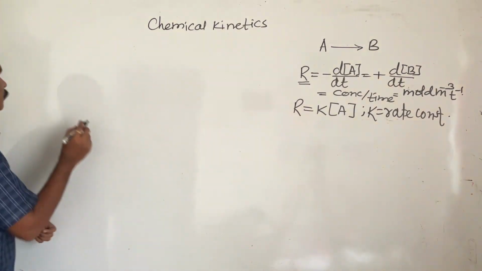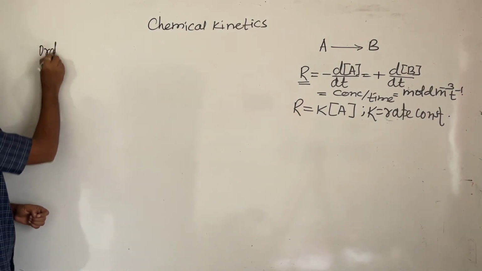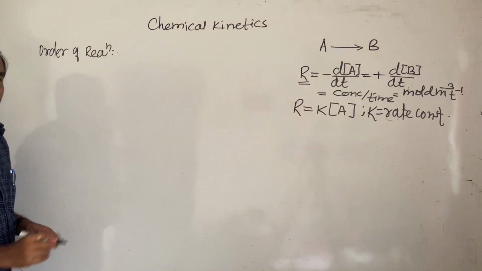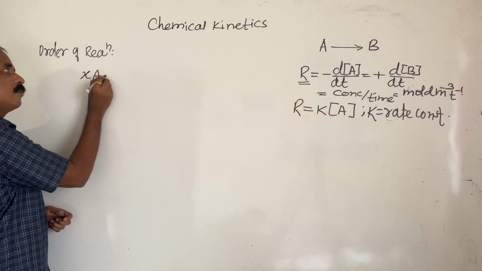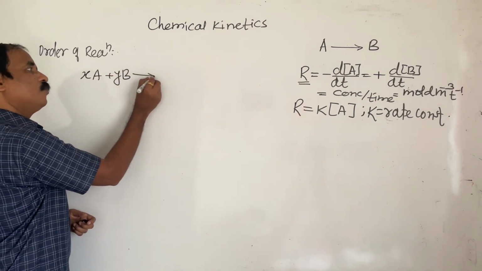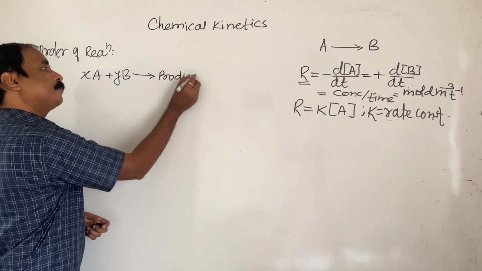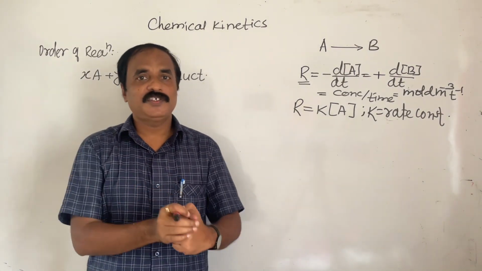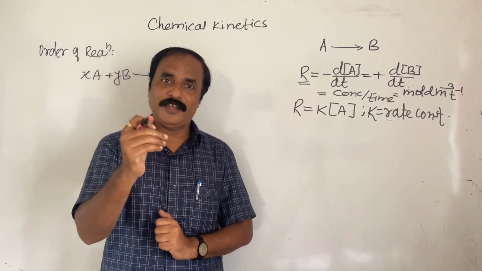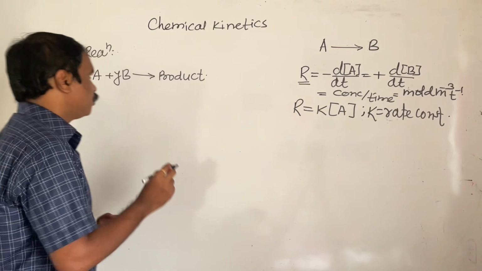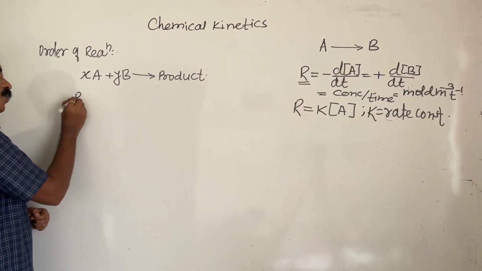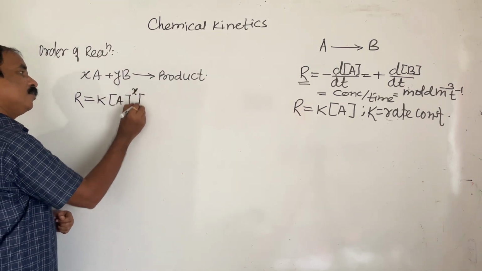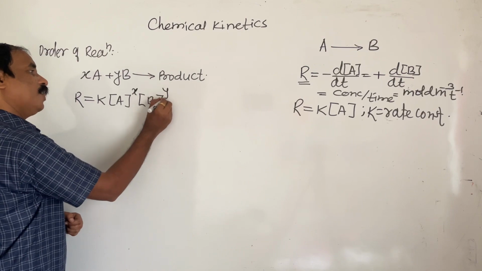लेकिन order of reaction क्या होती है? So what is order of reaction? Suppose reaction is like this: xA and yB give product. x is the coefficient of reactant A, and y is the coefficient of reactant B. Suppose it is x moles of A and y moles of B. So what is the rate law for this? R is equal to K into concentration of A to the power x, concentration of B to the power y.